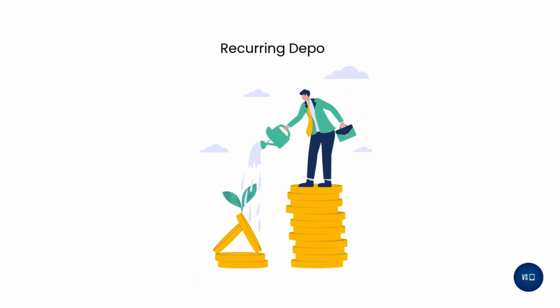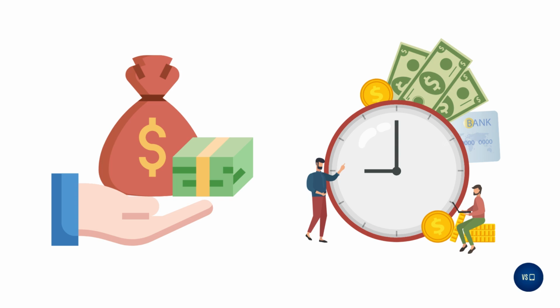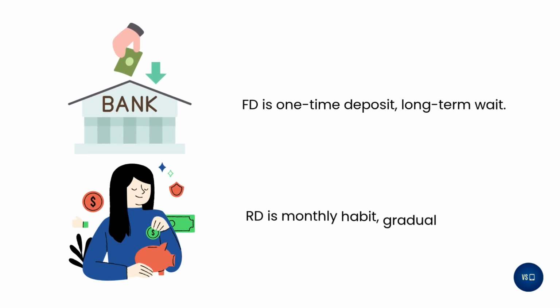Now, an RD or recurring deposit is more like watering a plant regularly. Instead of putting in a lump sum, you deposit a fixed amount every month, like 1000 every month for 2 years, and just like the FD, it earns interest and grows over time. So, what's the difference? FD is a one time deposit, long term wait. RD is a monthly habit, gradually build up.